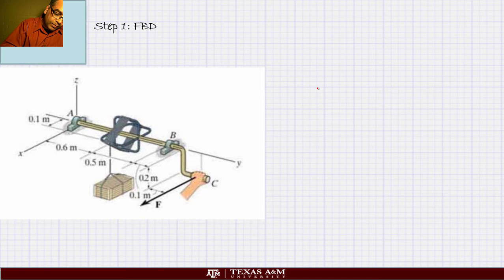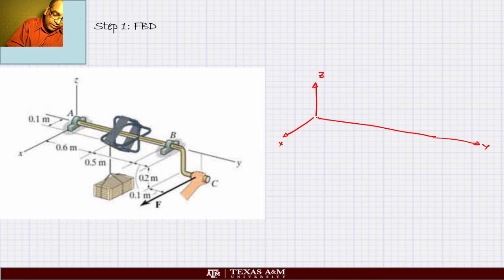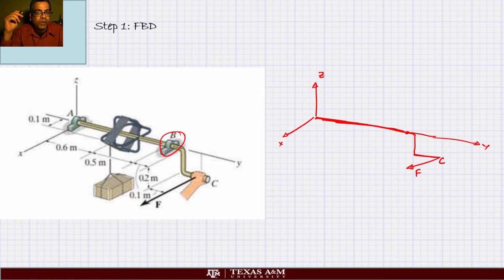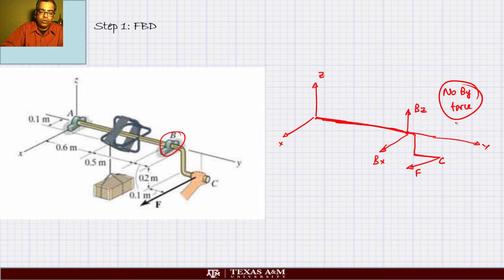So I'm going to draw this free body diagram. Notice I don't draw it directly on the picture. This is Z, this is X, this is Y. Here is the shaft. There's a force here, that's F, at point C. At point B there is a simple bearing, which means that there will only be sideways forces. There will be a sideways force in the Z direction, called BZ, and a sideways force in the X direction, called BX. No BY force. That's what bearings do, and no moment.